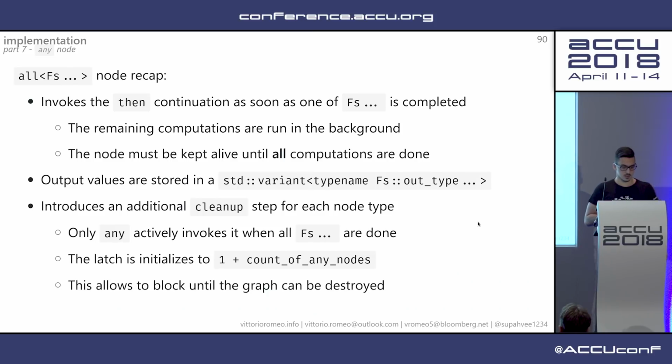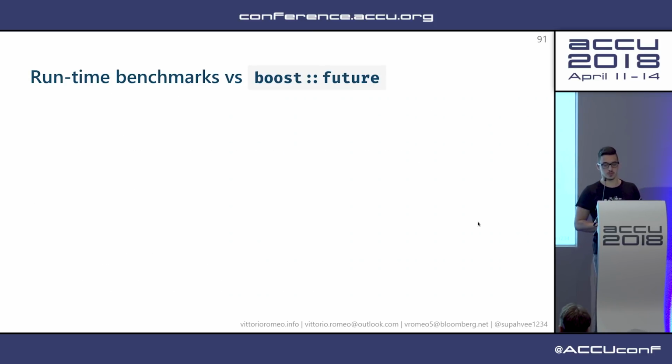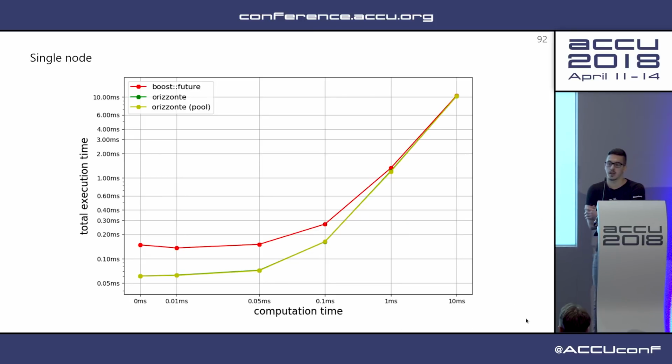I have 5 minutes. Some runtime benchmarks against Boost Future. So what I tried to do here is model an IO-bound computation and computation graph, with various continuations. And I use different times for the computation. For example, I'm simulating an IO-bound computation that takes 0 milliseconds, one that takes 1 millisecond, one that takes 10 milliseconds. And I wanted to measure when it's beneficial to use this system compared to what Boost Future gives you.